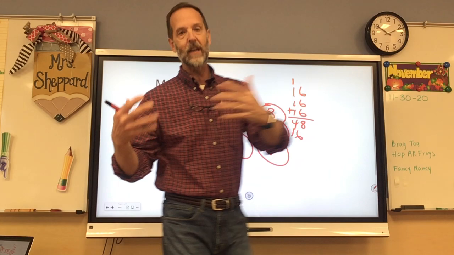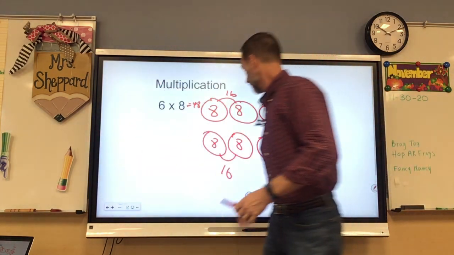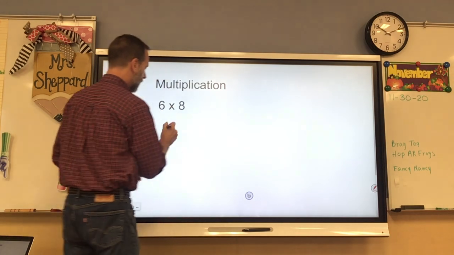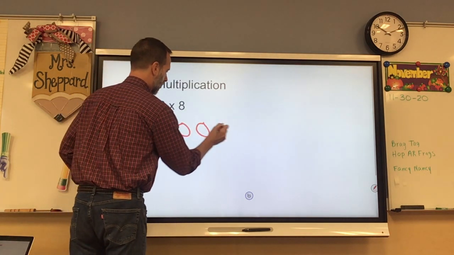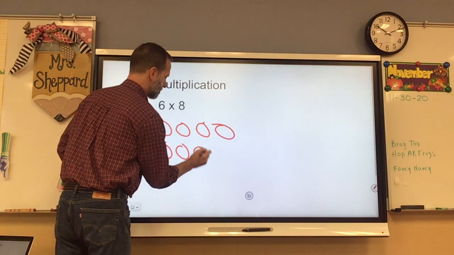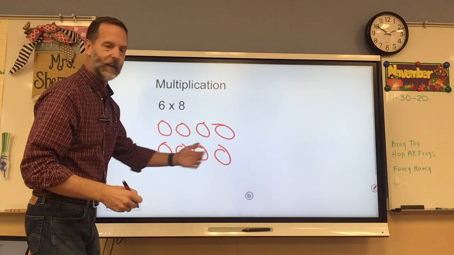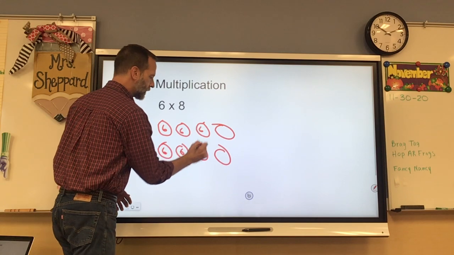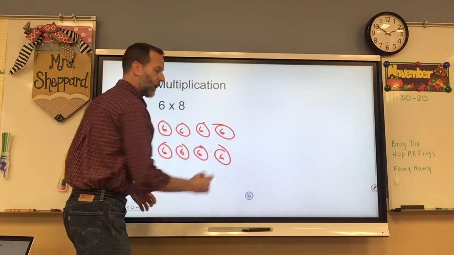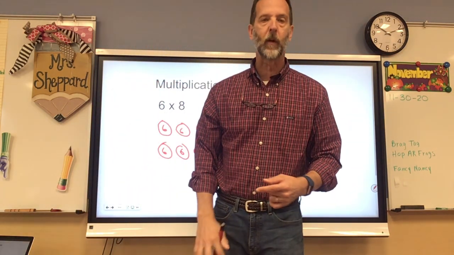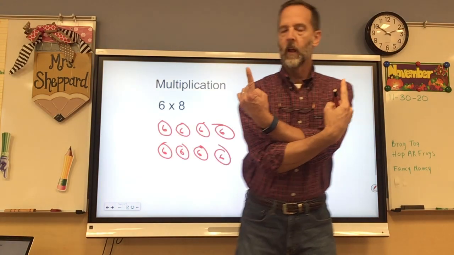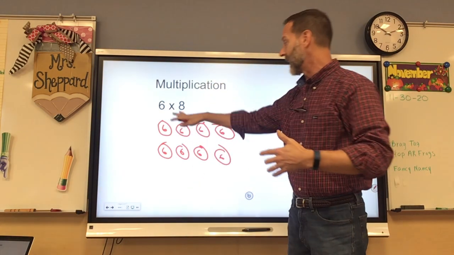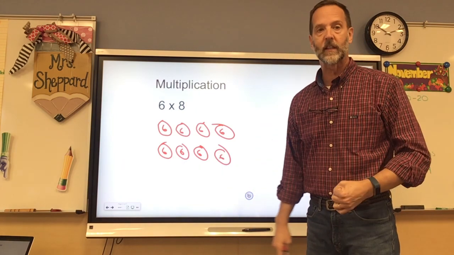So you can make one number your number of groups, make your other number what goes in each group. Could I have done 8 groups of 6? Could I have done, instead of 6 groups with 8, 8 groups with 6? I could have, because multiplication, remember, has a commutative property. That means you can switch the order and it doesn't affect what the product is. So yeah, you could have done 8 groups of 6. It would still give you the same thing.